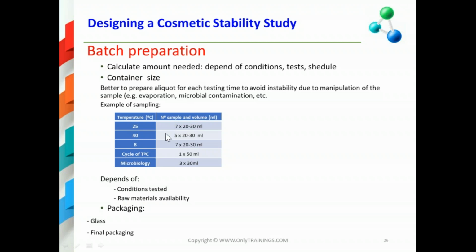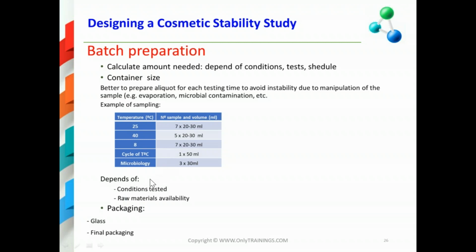Example of sampling, you can see it in this table. In this test, we test 3 conditions: 25 degrees, 40 degrees, 8 degrees, or it can be 4 degrees too. Normally, most of the samples are used at 25 degrees, as it's the condition that will give you the shelf life of your products. At 40 degrees, you need fewer samples, as you will test only 40 degrees as an accelerated condition. 8 degrees will be your reference condition to compare your stability results.